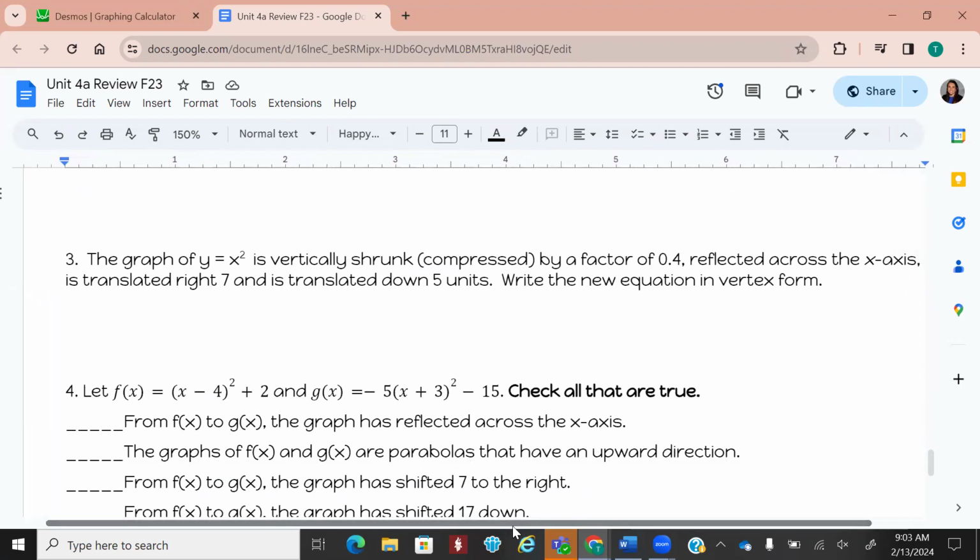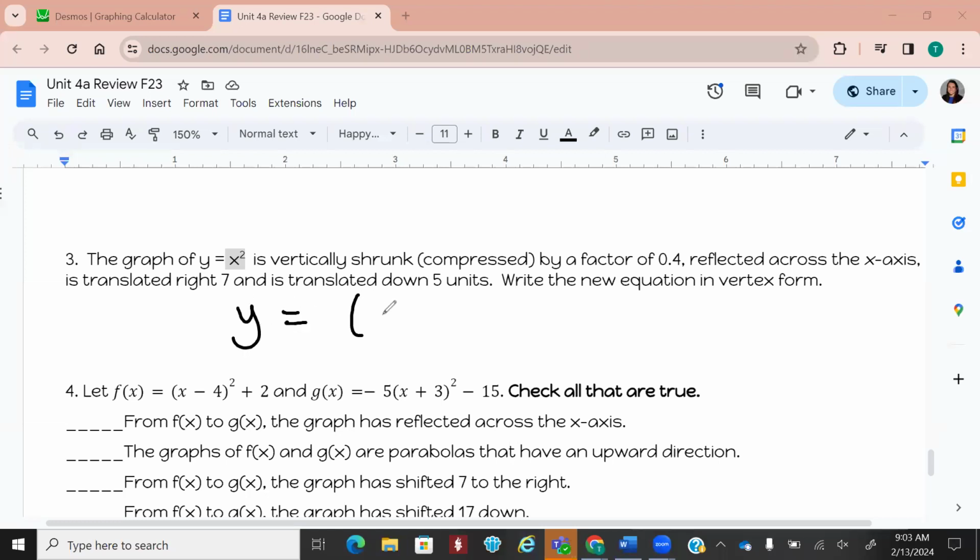Okay. On the next one, this is like number 1 on your mastery check. They're going to give you a verbal description and they're going to say, hey, write the equation. Cool. So it says y equals x squared. So that's what we're starting with. What I want you to write on your paper is y equals parentheses x and leave some space. Now it says compressed by a factor of 0.4. So where are we going to put that 0.4? In the front.